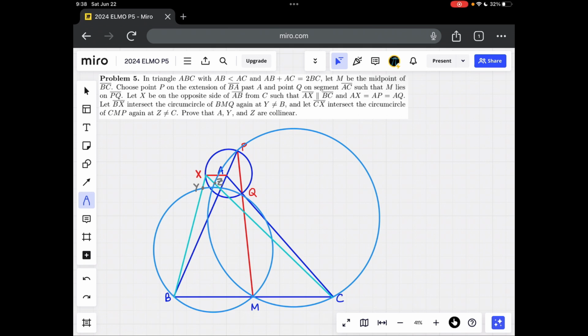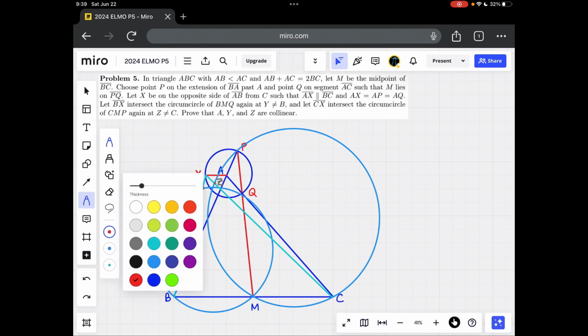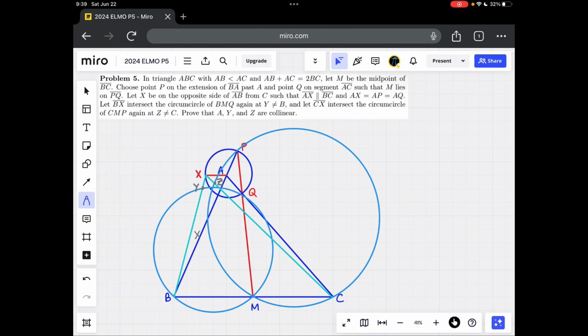So we start off with triangle ABC, in which AB plus AC equals 2BC. That's just another way of saying that the side lengths of ABC form an arithmetic progression. So we can let AB equal x minus 1, BC equal x, and CA equal x plus 1, where x minus 1 plus x plus 1 equals 2x. And the only way for this configuration to happen, where AX equals AP equals AQ, is if AP equals AQ. Let's call that common length D.